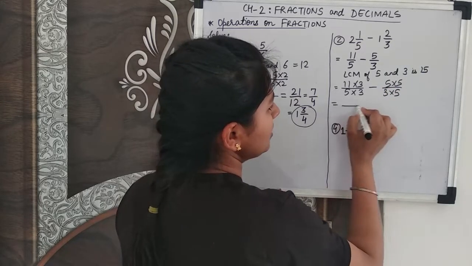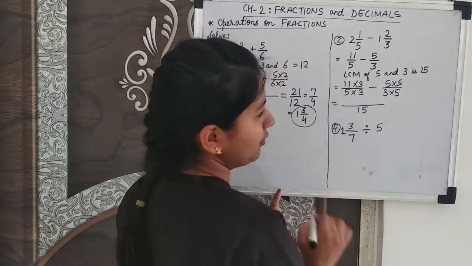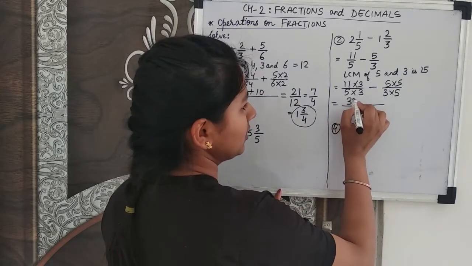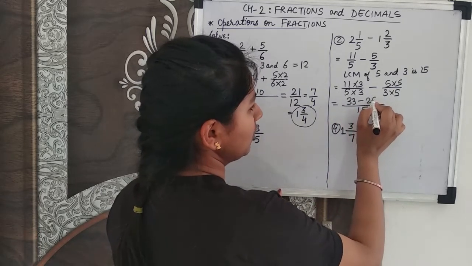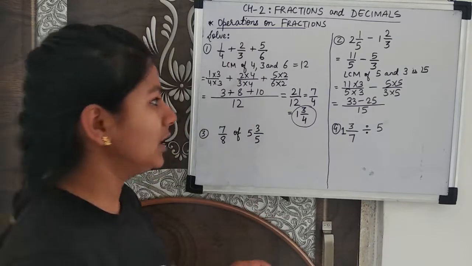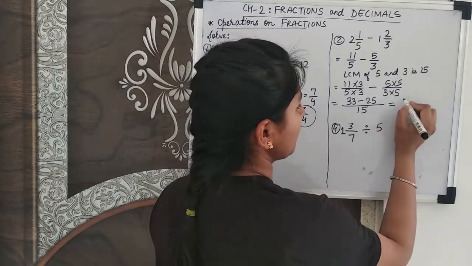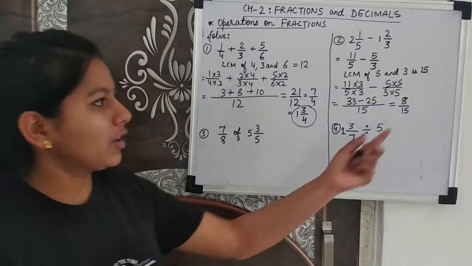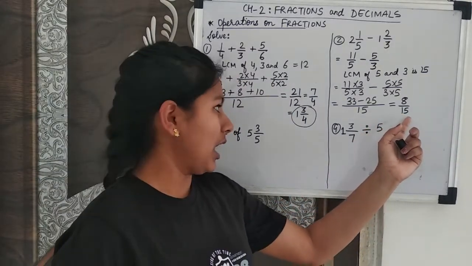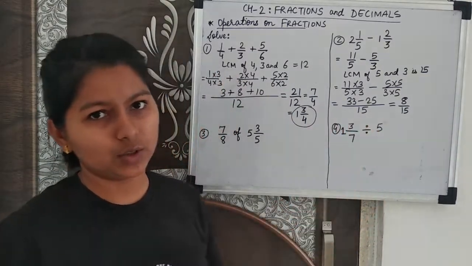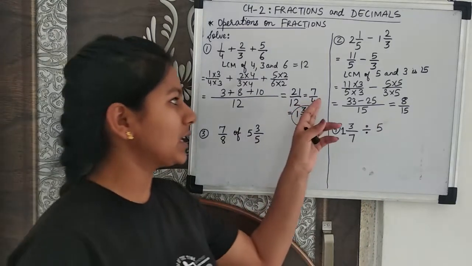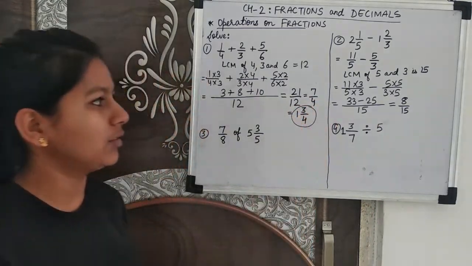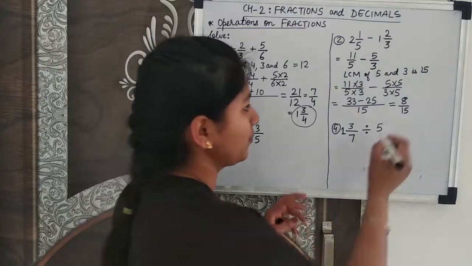So in both cases the denominator is 15. This is 33 and this is 25. 33 minus 25 is 8, and the denominator is 15. Now this is a proper fraction, so we cannot convert it into a mixed fraction. Only in case of an improper fraction do we have to convert it into a mixed fraction.